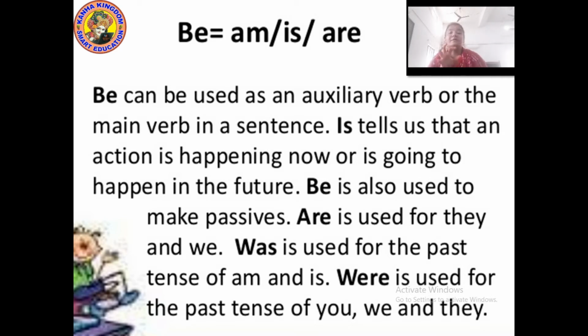Here am is an auxiliary verb, but it works as a main verb also. Sometimes is, am, are. They are my friends, right? So here are is an auxiliary verb, but it works as a main verb also. So that's why it is telling here that be can be used as an auxiliary verb or the main verb in the sentence itself.